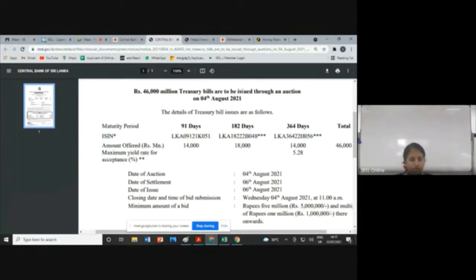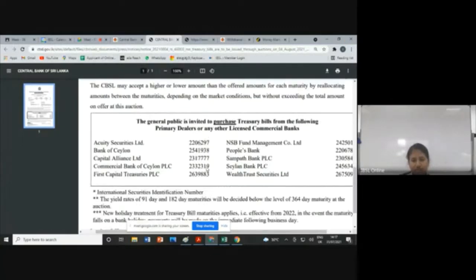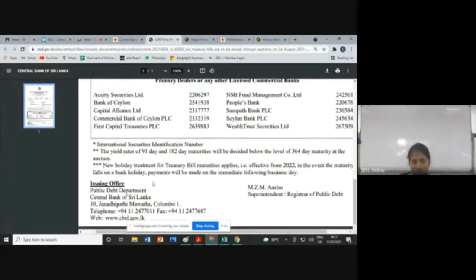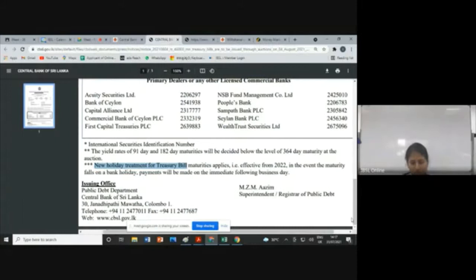Now, from next year onwards, from 2022, if you have an instrument which has a maturity date and that maturity date is a bank holiday, then the following business day is when the settlement is going to happen. See, there was a new holiday treatment for treasury bill that's going to happen from 2022, where if you have a maturity date falling on a bank holiday, the payment will be done the immediate following business day. Let's say today is a holiday. Then tomorrow, if it's a business day, yes, you will be settled. Earlier, it was 1 day before. Now it's going to be 1 day after.